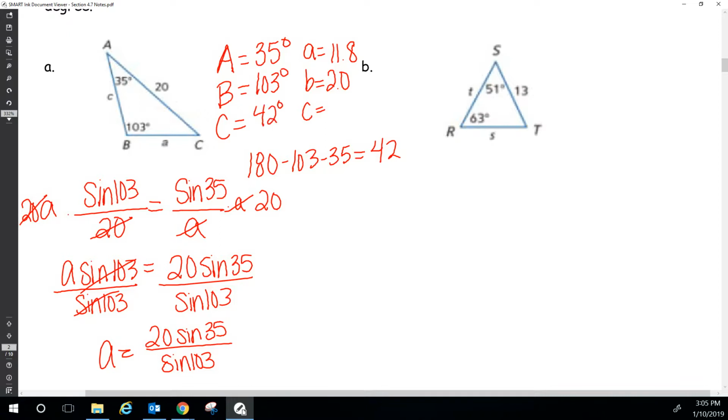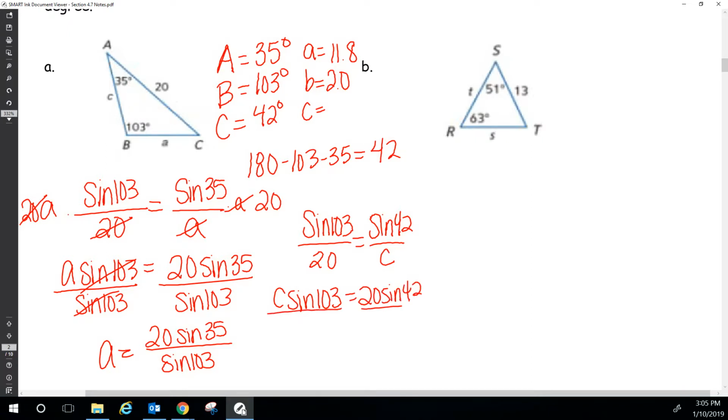And then once we know big C, we can use the law of sines again, the proportions, to solve for little c. So again, I'm going to use sine 103 over little b, which is 20, is sine 42 over little c. And so I get c sine 103 is equal to 20 sine 42 when I cross multiply. And then dividing both by sine 103.